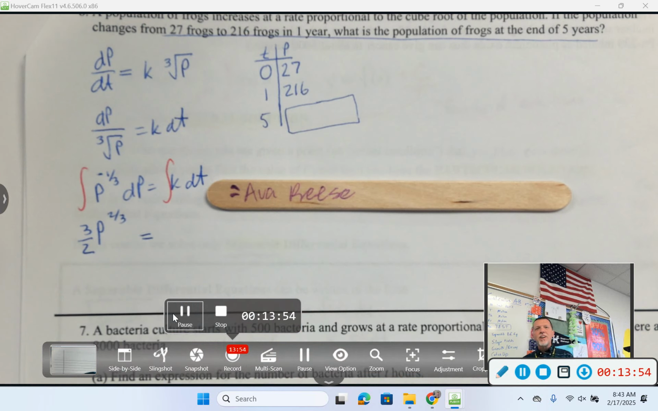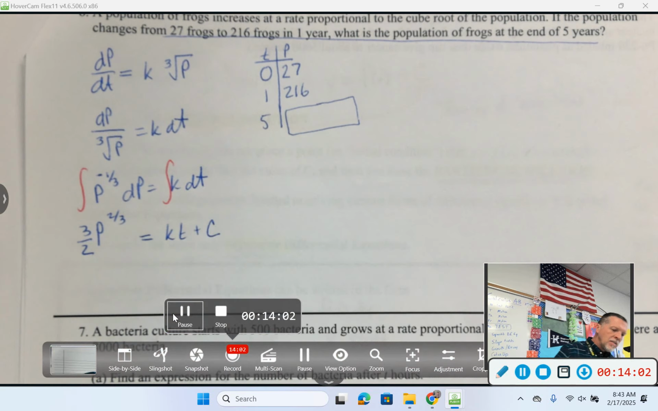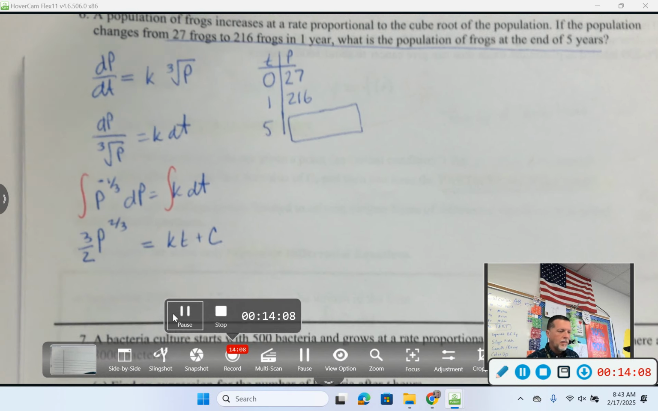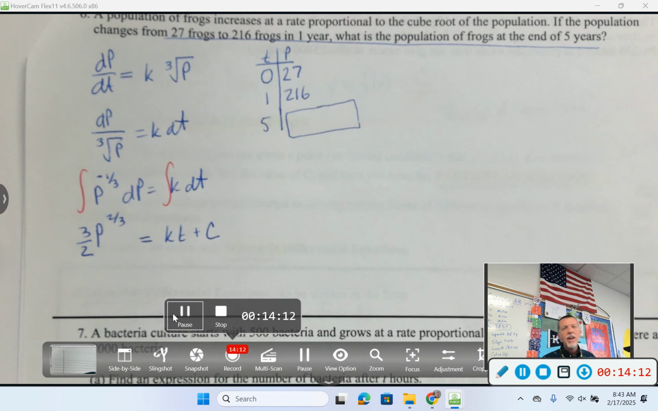Ava, how about the other side? What's the antiderivative of k dt? KT plus C. Good, kt plus c. Okay, oh, I've got two unknowns in there. I've got k and c that I've got to figure out. Do you think that's going to be a problem or not based on the information that we have?